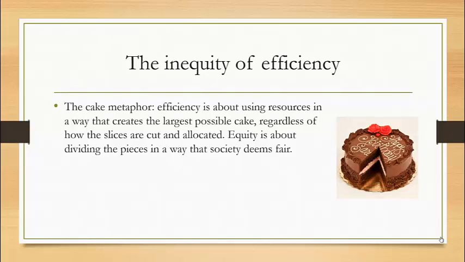One of the real challenges in policymaking is that efficiency and equitability are often in conflict with one another. We can think about this in terms of what we call the cake metaphor. Efficiency is about using resources in a way that creates the largest possible cake, regardless of how the slices are cut and allocated. Equity, in contrast, is about dividing the pieces in a way that society deems fair.